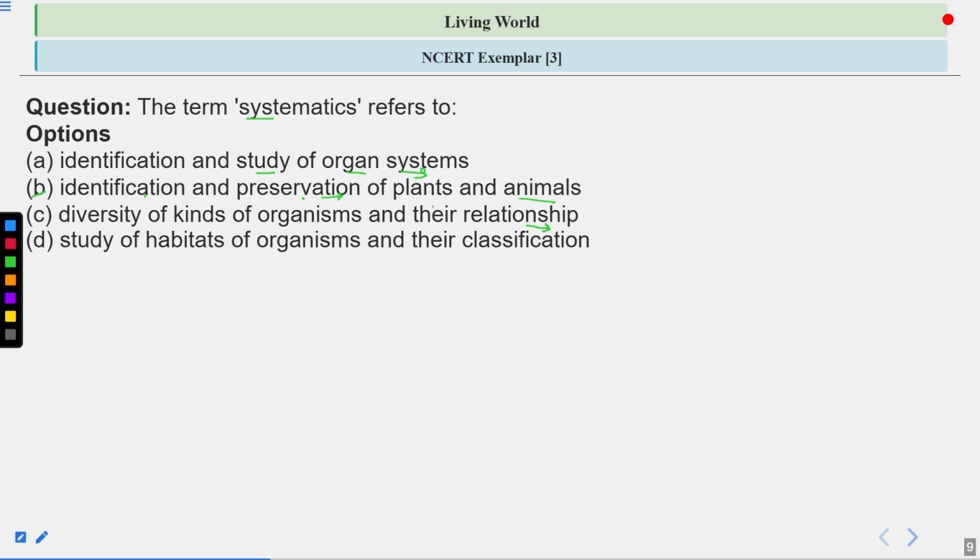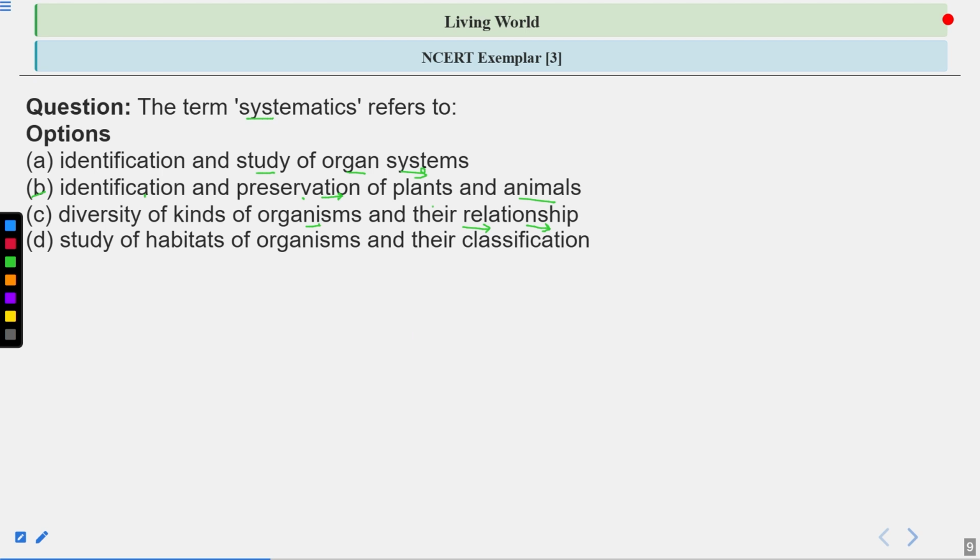Okay, so diversity of kinds of organisms and relationship among these organisms. So what is the relationship between these organisms? Basically here they're talking about the evolutionary relationship. Meaning how similar are these organisms? You know the present day organisms are quite similar to each other, and they are also similar to the organisms which existed millions of years ago. So by, you can say, paleontological studies. Paleontology means study of the fossils.